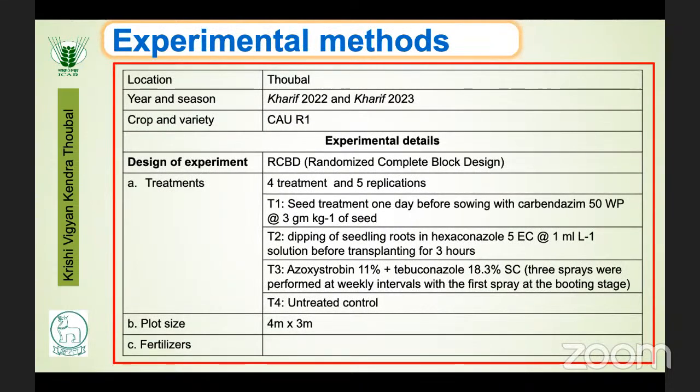This is the brief experimental layout of my study. It was carried out in KVK Thoubal during Kharif 2022 and Kharif 2023 using the crop variety rice CAU R1. It was done using RCBD, randomized complete block design, with 4 treatments and 5 replications. The first treatment being seed treatment using this chemical, second using hexaconazole in this particular formulation, and third, which is the main treatment of interest, is azoxystrobin and tebuconazole, which was sprayed in 3 phases at weekly interval. The first spray at the booting stage, and treatment number 4 being the untreated control.